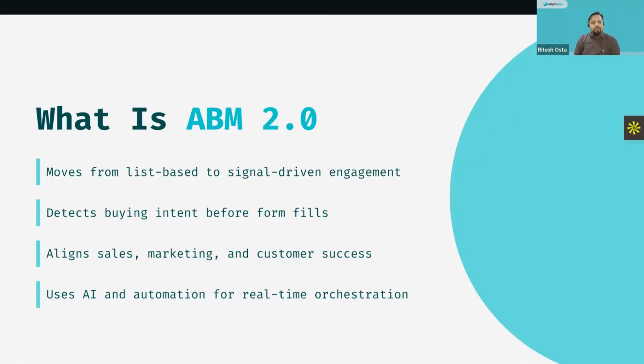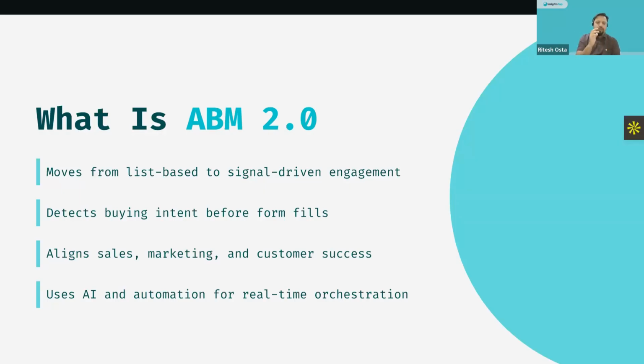Okay, so now what is ABM 2.0? ABM 2.0 in general is moving from list-based campaigns to signal-driven engagement, right? It's not about making a list of 100 companies and then just blasting emails. It is about signal-driven. Look for what signals companies are sending. Detects buying intent before the form fills.